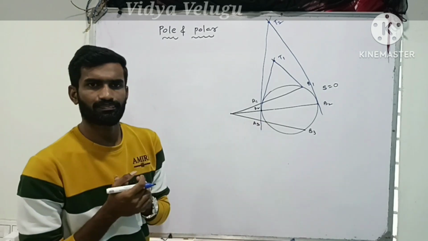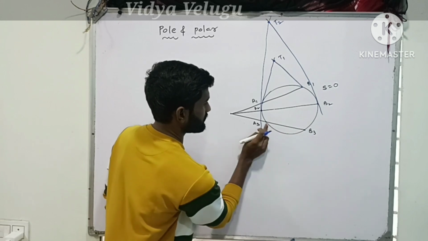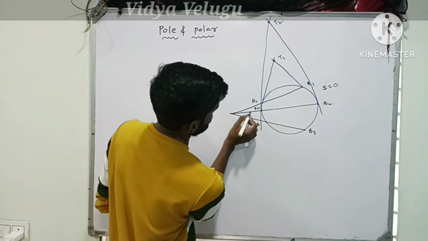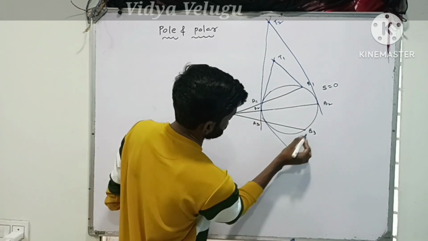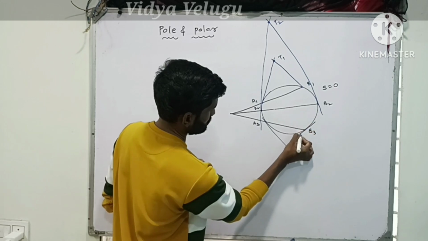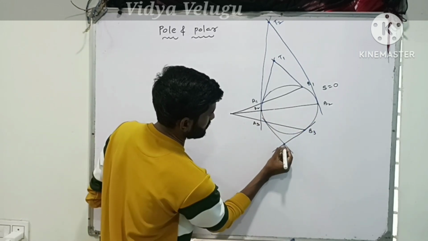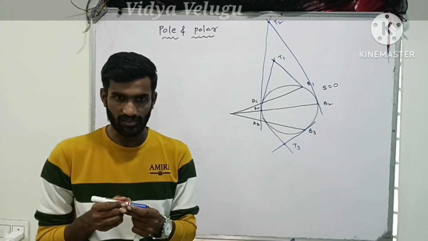Next observe here, we are having one more chord here, that is A3 and B3. So I am going to take the tangents at these points also. So this is the tangent at A3 and this is the tangent at B3. These two intersected at one more point, that is T3. Let us consider T3.